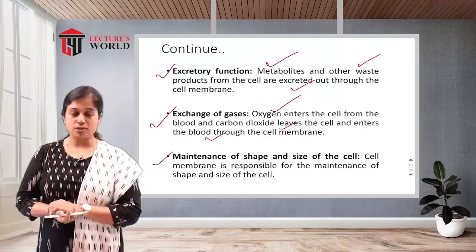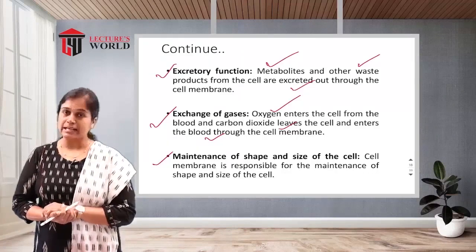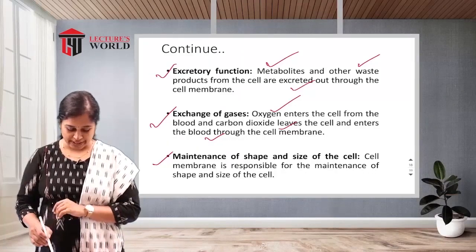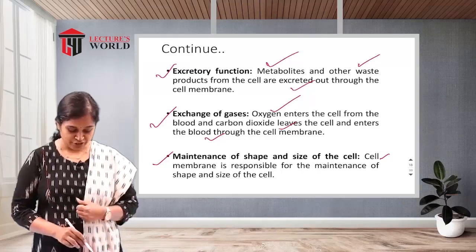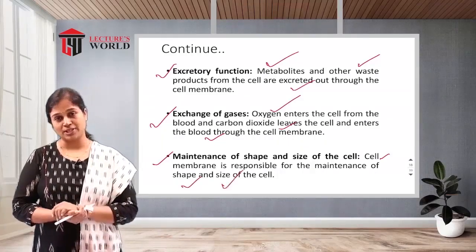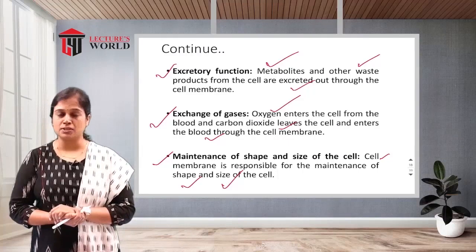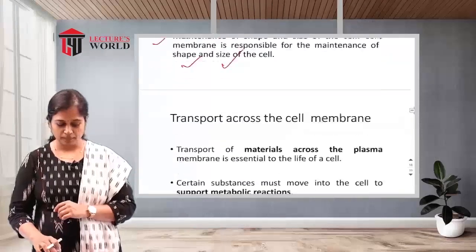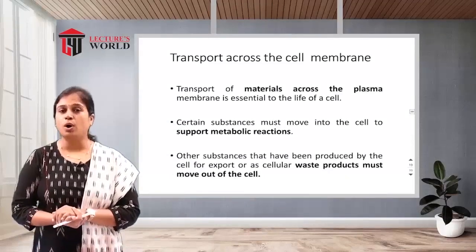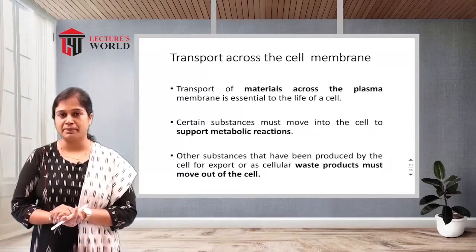Then, maintenance of the shape and the size of the cell. This cell membrane is responsible for the maintenance of the shape and the size of the cell. So it prevents distortions in the cell shape and size. So this was all about the functions of the plasma membrane.